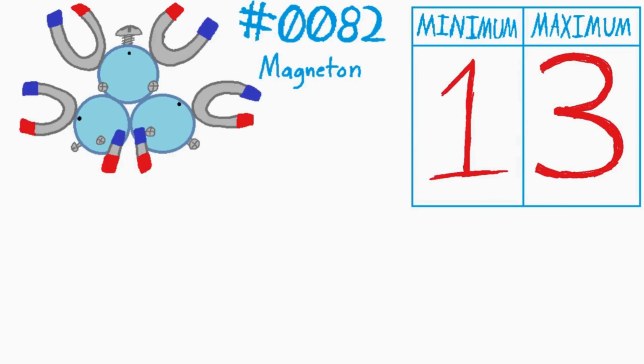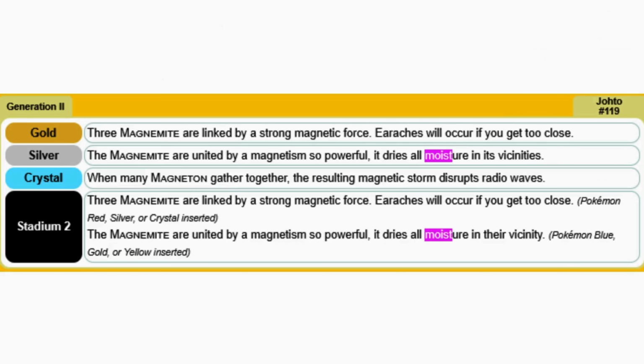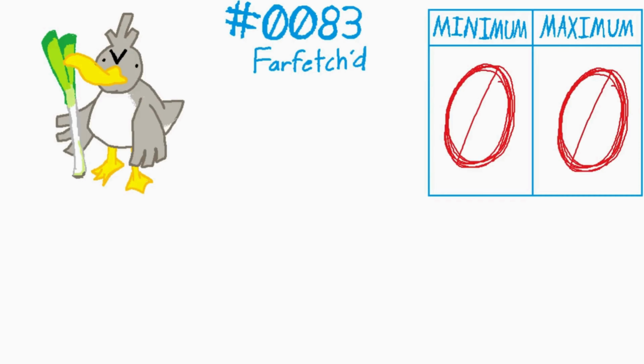Magneton could literally just like crush the truck, I guess, and also has a line that says it destroys all moisture in the vicinity. What were they doing? Farfetch'd is literally just a bird with a vegetable.